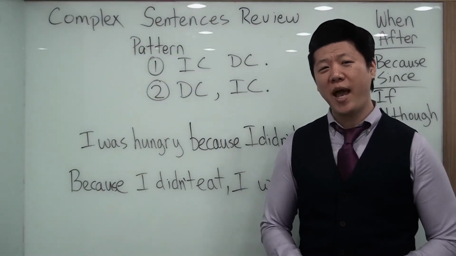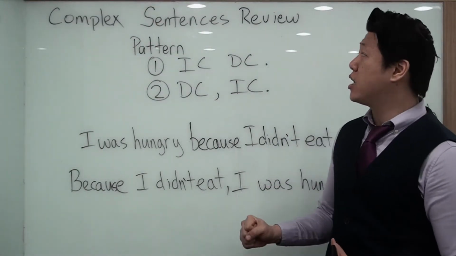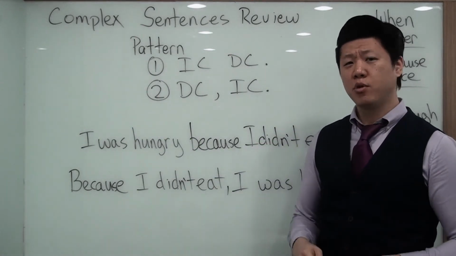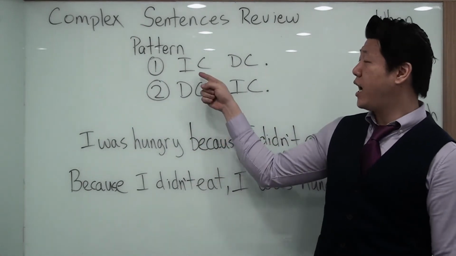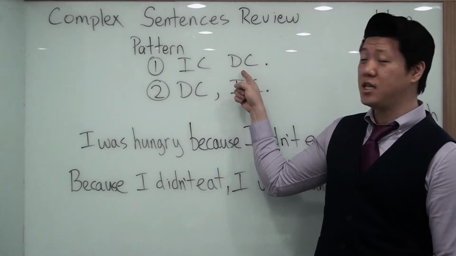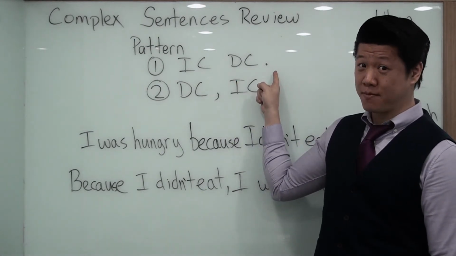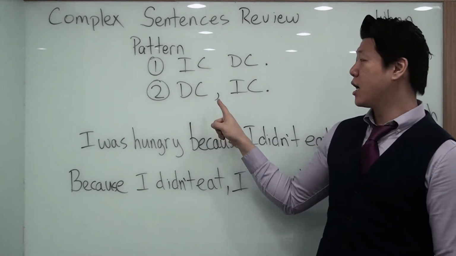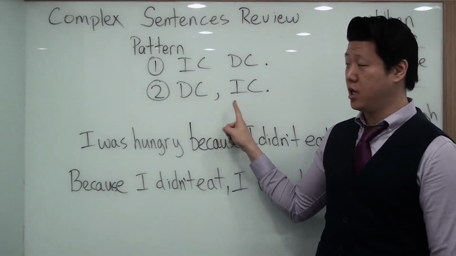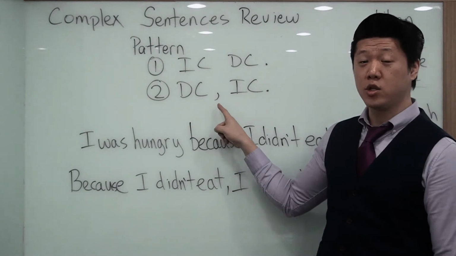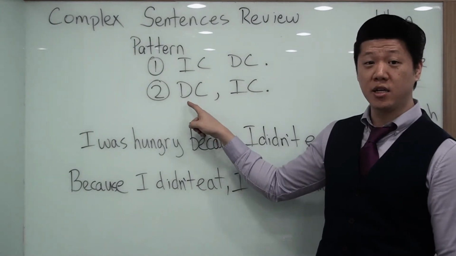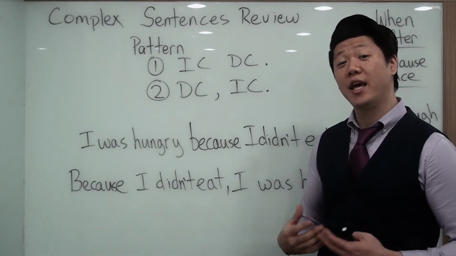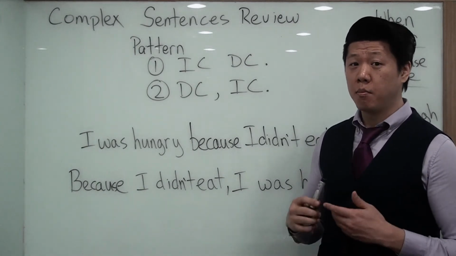So there are a couple of patterns that we need to know to make complex sentences. Complex sentences have two simple patterns to memorize. It's either IC, DC, period, or pattern 2, DC, comma, IC. The comma is very important when you start with a dependent clause. Now, a dependent clause, like we said, has to have a dependent clause marker.